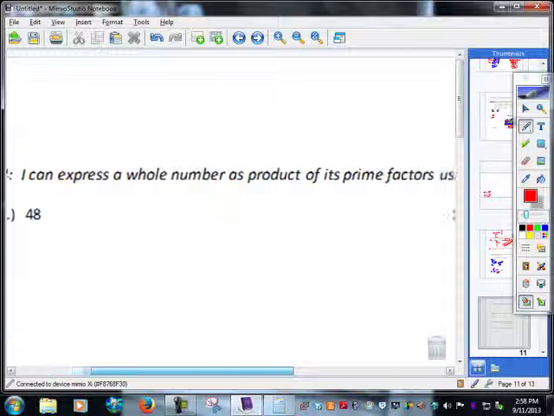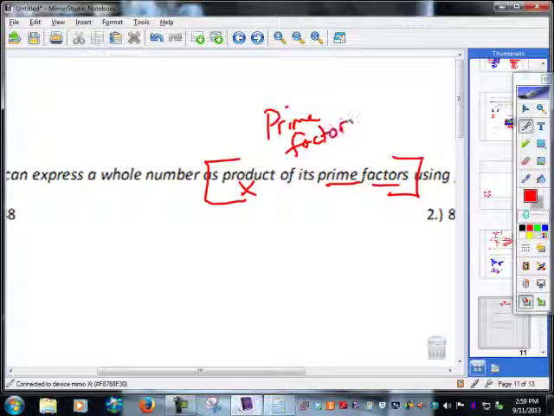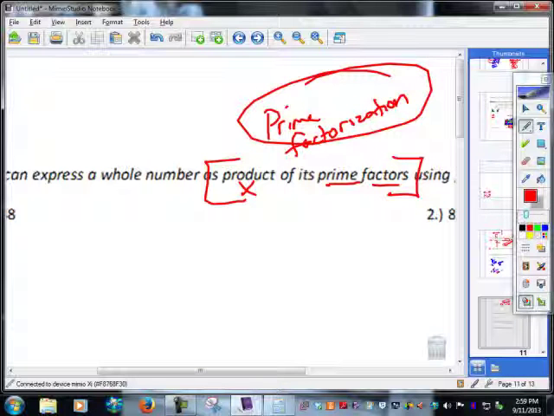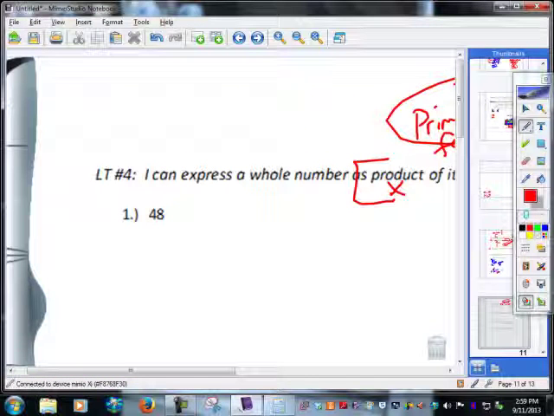Okay, I can express a whole number as a product of its prime factors. Guys, you need to know this. When it says product, that means multiply. And then we know what prime factors are. Guys, this is asking for the prime factorization. Don't miss this tomorrow, because you all know how to do prime factorization really well. So there's no sense in missing it, because you're going to use this every single time you do GCF and LCM. So you may as well make sure you know it, okay? Product of its prime factors means prime factorization.